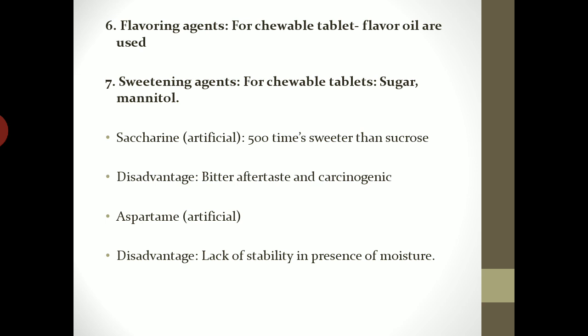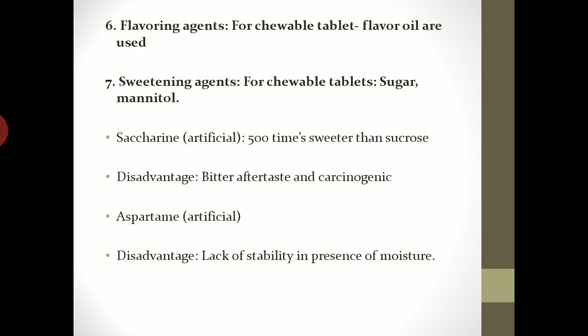Next, the two ingredients remaining are flavoring agent and sweetening agent. They are generally used in tablets which are used in the oral cavity, like sublingual tablets, troches, lozenges, buccal tablets, and sometimes even in chewable tablets, because taste and flavor matter in these tablets only. So flavoring agents which are used are generally volatile oils like lavender, mint, etc. And sweetening agents used are generally sugar and mannitol, which are natural sweeteners. Sometimes artificial sweeteners like saccharin and aspartame are also used.